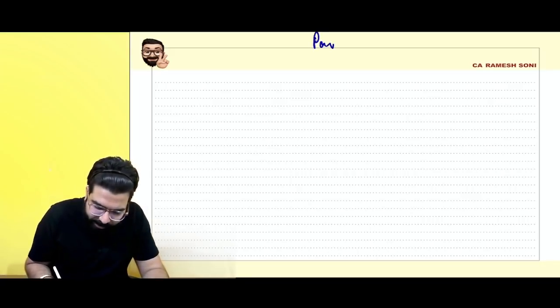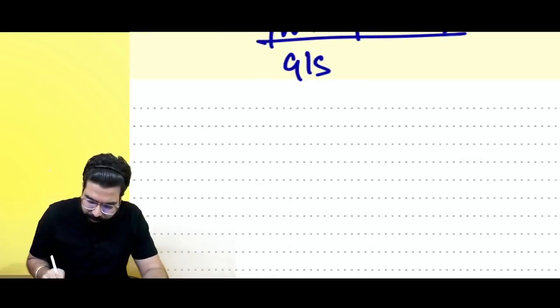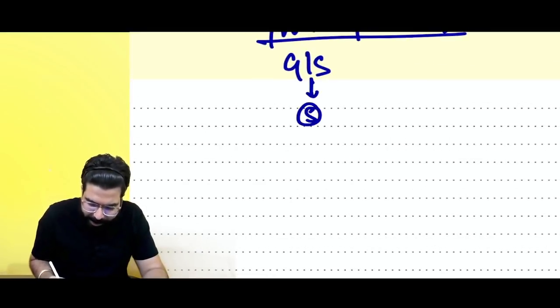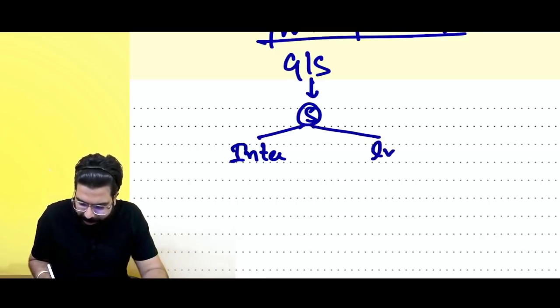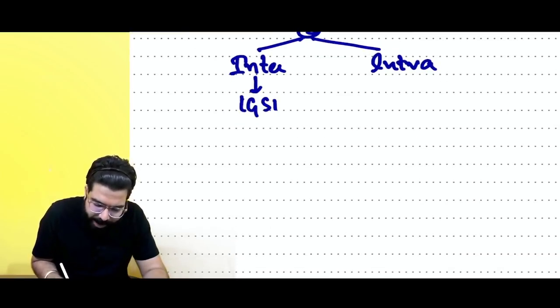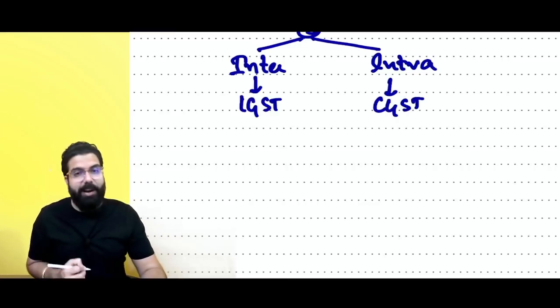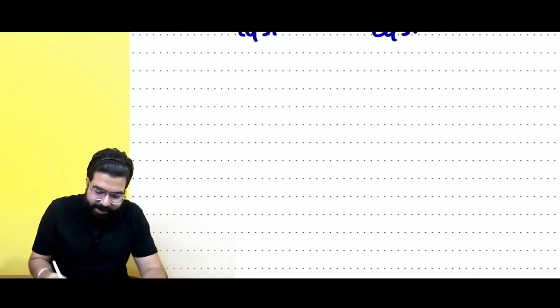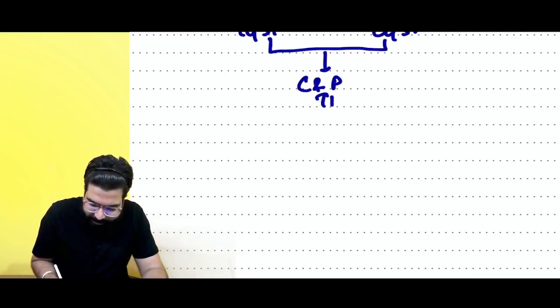Payment of taxes chapter today. Everyone listen to me very carefully. Number one, you started learning GST with goods or services. Goods or service has to be supplied. Supply can be either interstate supply or intrastate supply. Interstate supply, IGST shall be levied. Intrastate supply, CGST will be levied. Once GST is levied, GST has to be collected and paid by a taxable person.